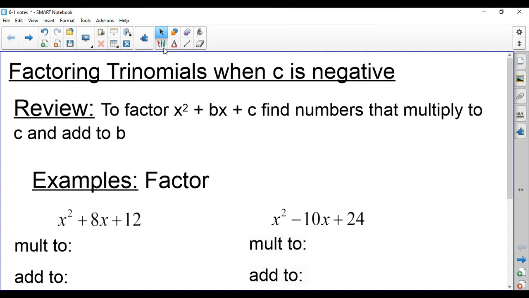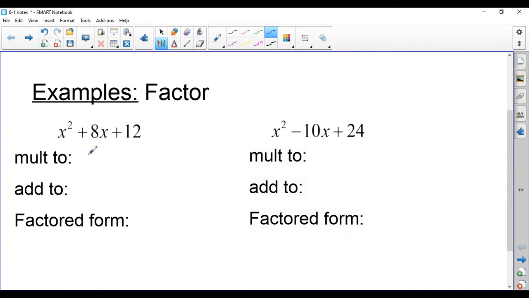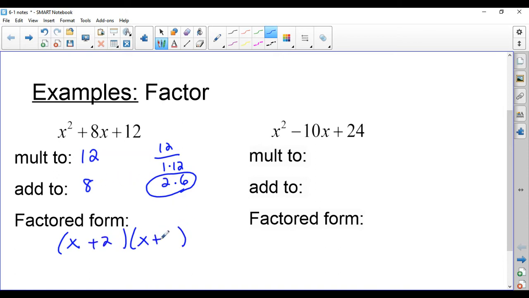And this was always plus c. So just to do a couple examples of what we've been doing, if we have x squared plus 8x plus 12, I want to find two numbers that multiply to 12 and add to 8. And if you need to, you can list the factors of 12. Sometimes you can find this pair quickly, 2 and 6 multiply to 12 and add to 8. Sometimes you need to make a whole list. Then I'm going to write my factored form. It's x squared, so I have x times x to give me the x squared, and then I have plus 2 and plus 6. That's my factored form.